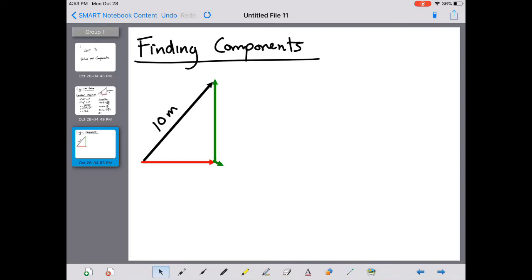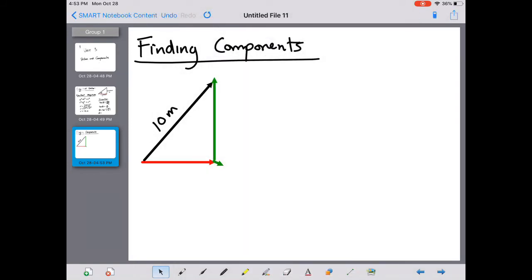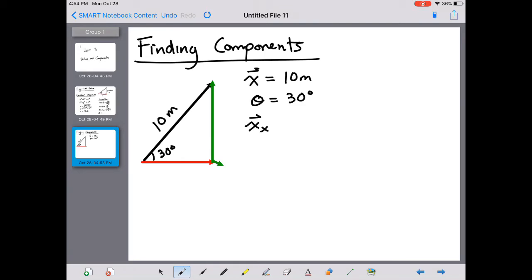Mistake there. Maybe I can grab it. Maybe not. Never mind. Oh boy. Okay. So, let's say that this angle is 30 degrees. All right. So we know that our resultant displacement is 10 meters. We know that theta is 30 degrees. And I would like to know, what is my x component of my vector and what is my y component of my vector? What are these?